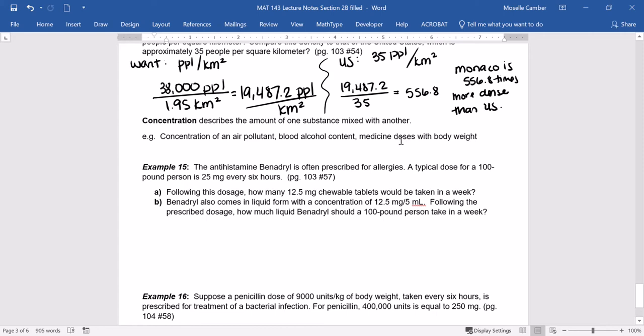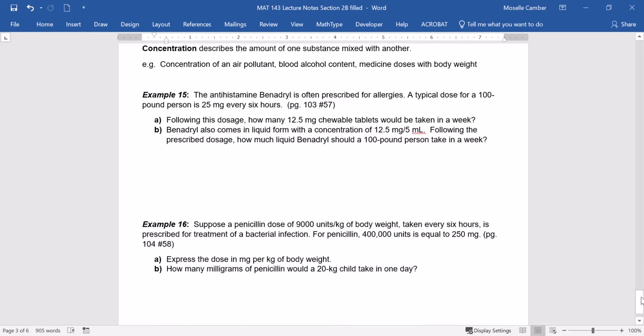Example 5, let's look at some medicine. The antihistamine Benadryl is often prescribed for allergies. A typical dose for a 100-pound person is 25 milligrams every 6 hours. Part A, following this dosage, how many 12.5 milligram chewable tablets will be taken in a week? So, what is it that they want? How many 12.5 milligram chewable tablets?